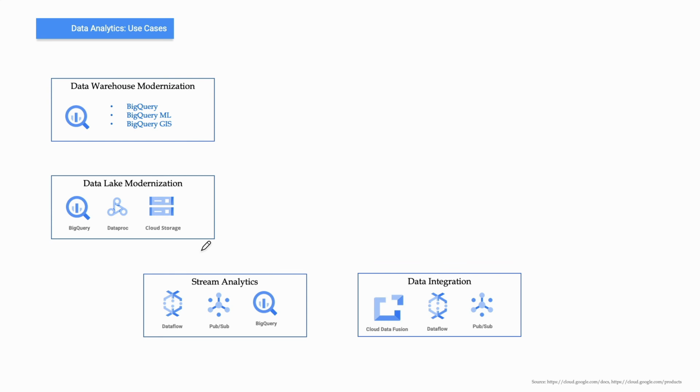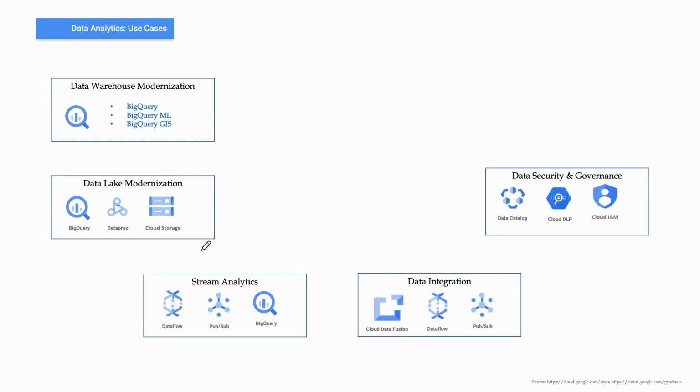Data integration, Cloud Data Fusion for a lot of massive data loads. Dataflow, again, a completely serverless way to do data integration. Pub/Sub, very good as a broker system. Data security and governance, Data Catalog to catalog the data, figure out the business and technical metadata. Cloud DLP to keep a check on sensitive data. And all of this integrates with Cloud IAM, which lets you define the owners, editors, and readers of any data.